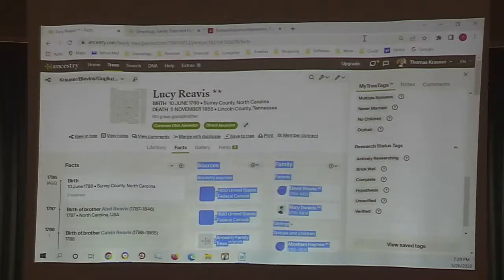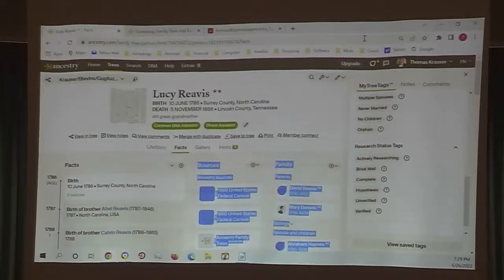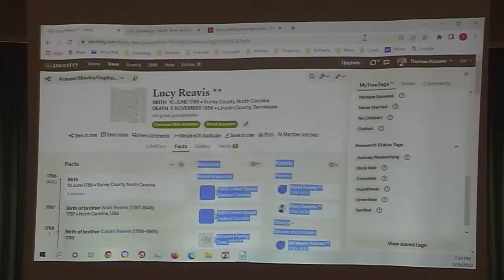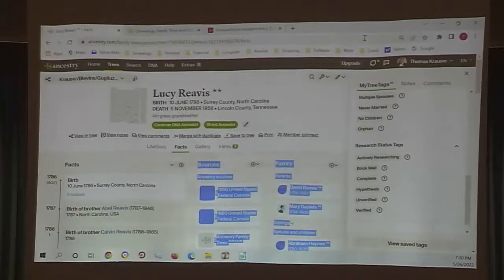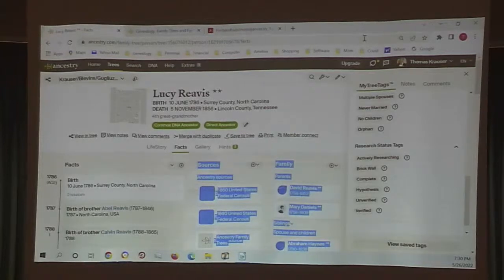Sometimes I use trees. A lot of times the hints, you know what the hints are? Yeah, you've used the hints, but you've got to be very careful with hints, because there may be a Joe Smith born about the same year, but in 15 different states. Which one was yours? You don't know. So you have to go back to censuses and stuff like that to try to figure out which Joe Smith was your Joe Smith and so forth, right?